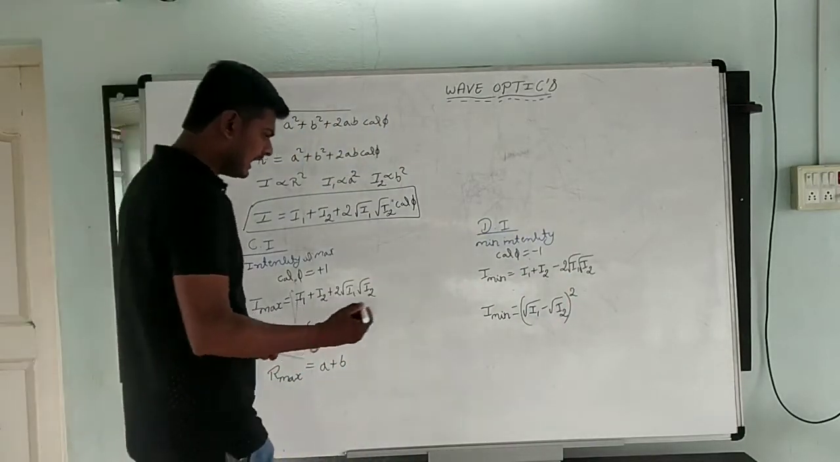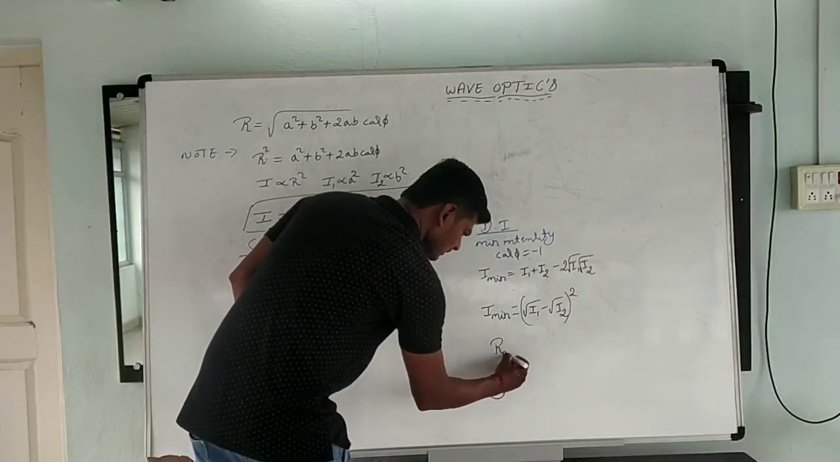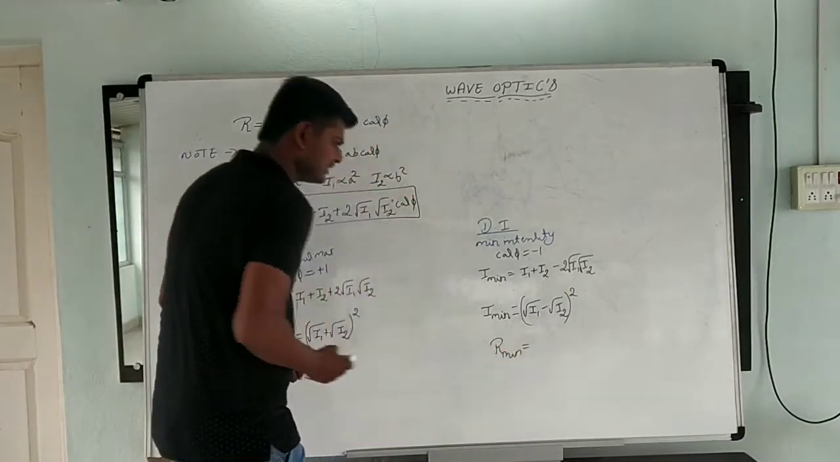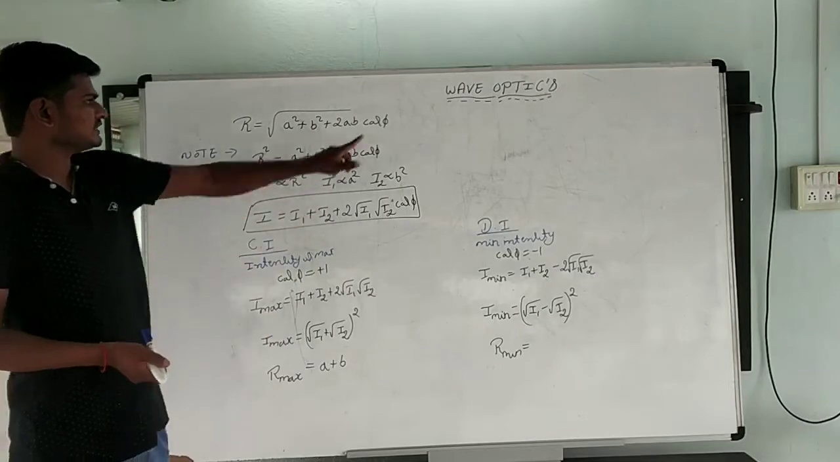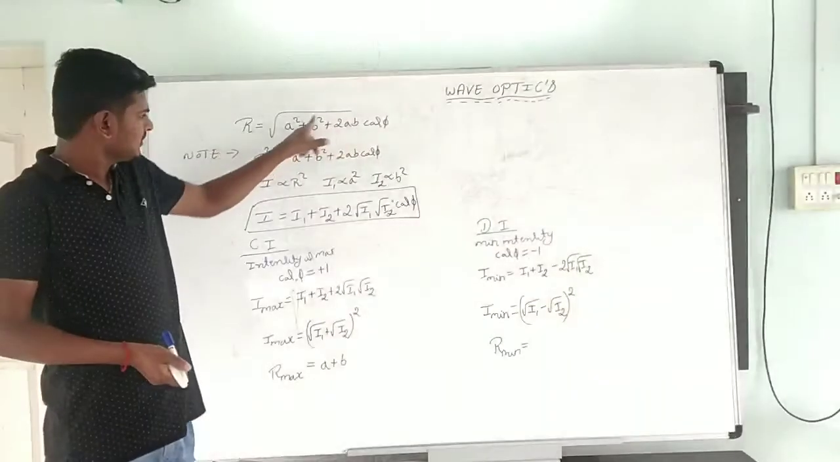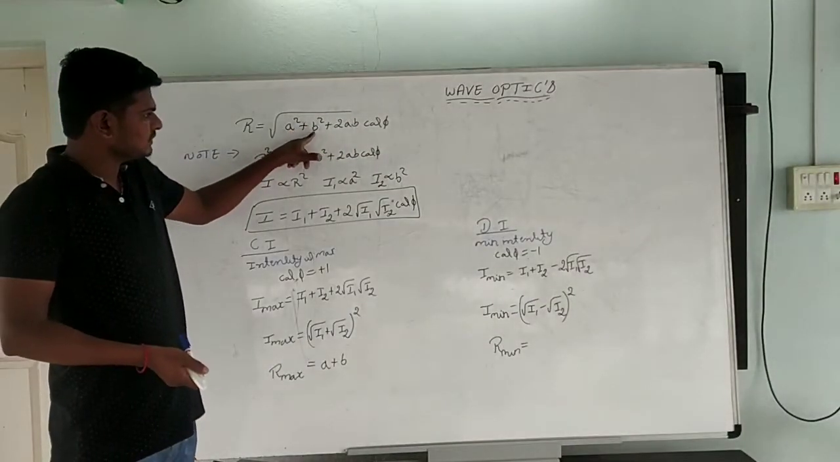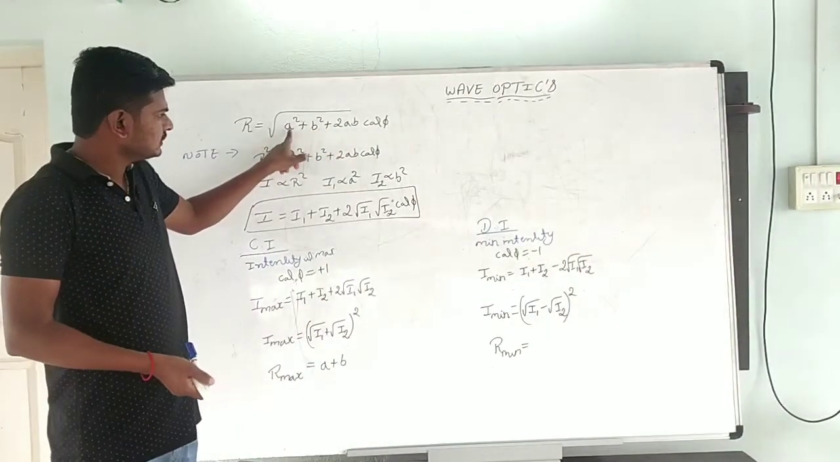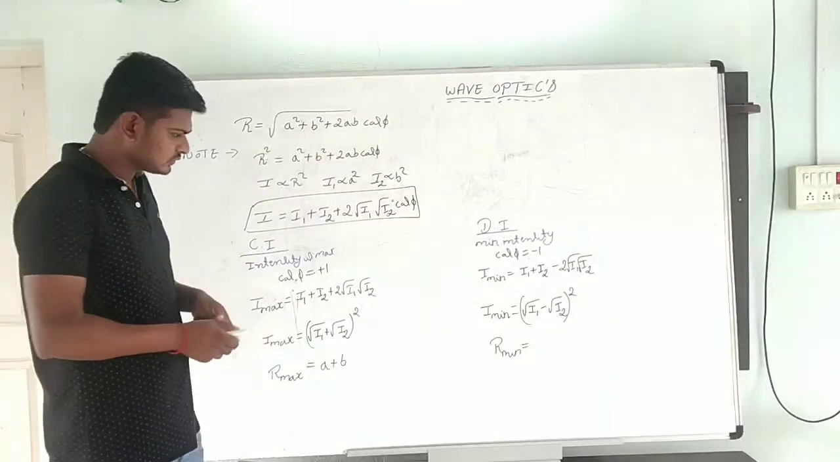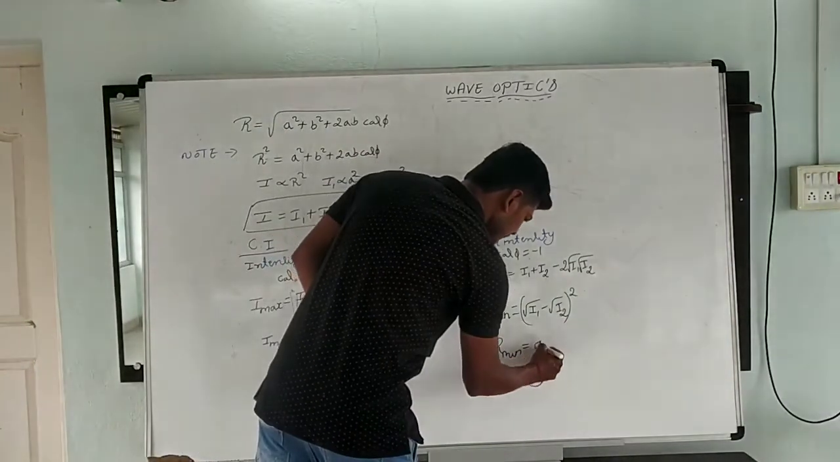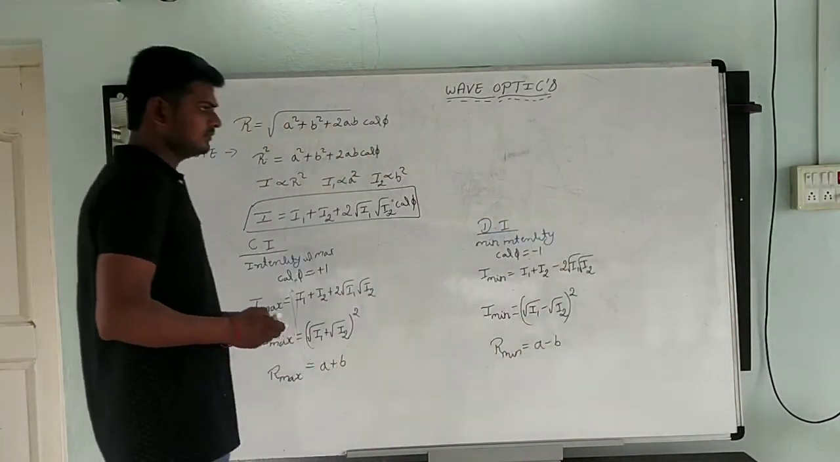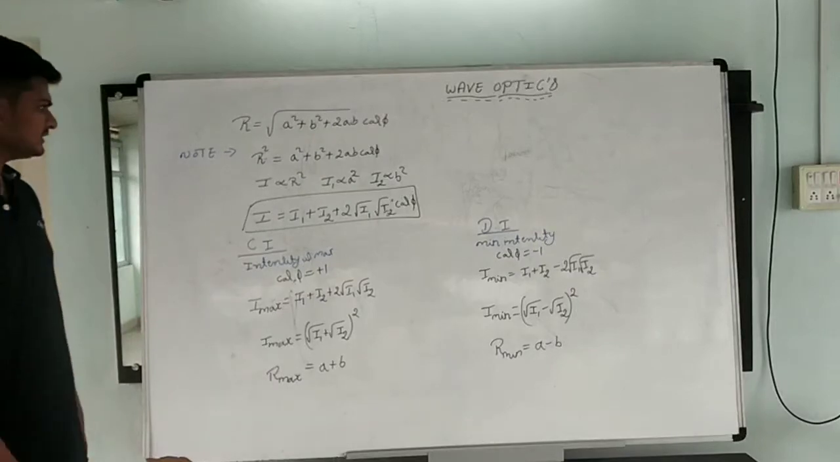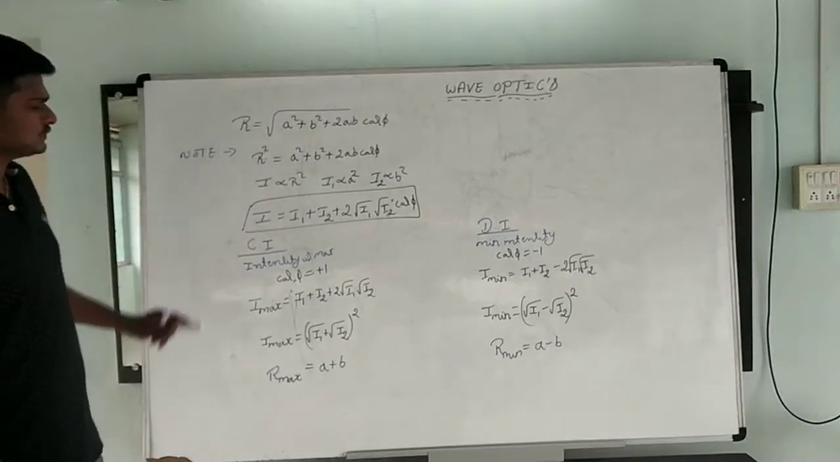Again, the minimum resultant amplitude. Again, cos phi will be minus 1. Minus 1 means it becomes A square plus B square minus 2AB, which is A minus B whole square, so the minimum amplitude will be A minus B. This is when the amplitudes are different.